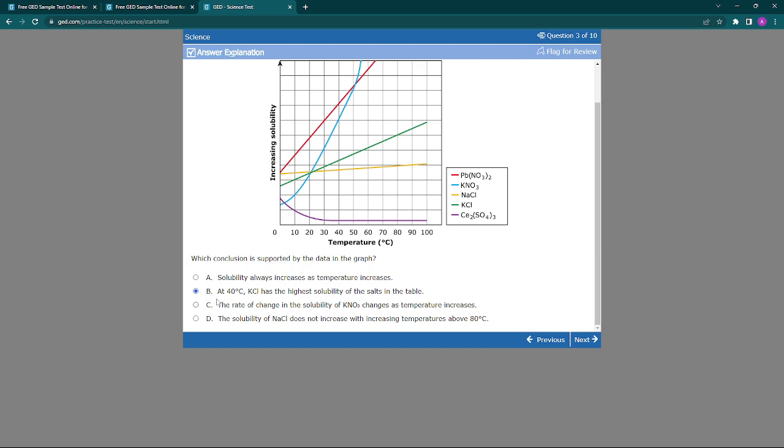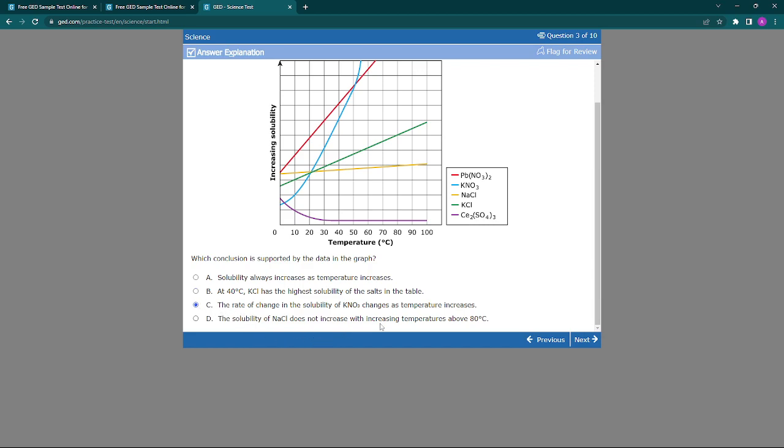So, anyways, at 40 degrees Celsius, KCl has the highest solubility of all the salts in the table. So now I have to find KCl, so it's the green one, and then at 40 degrees. So no, that's incorrect. Blue and red are easily higher, so that's not correct.